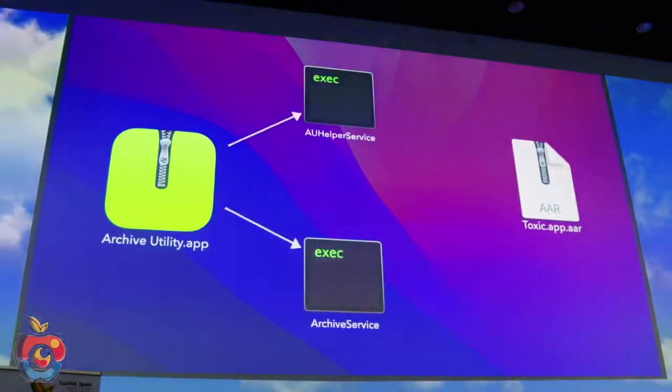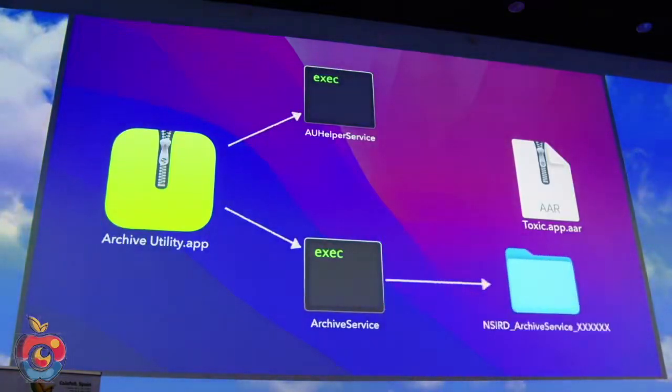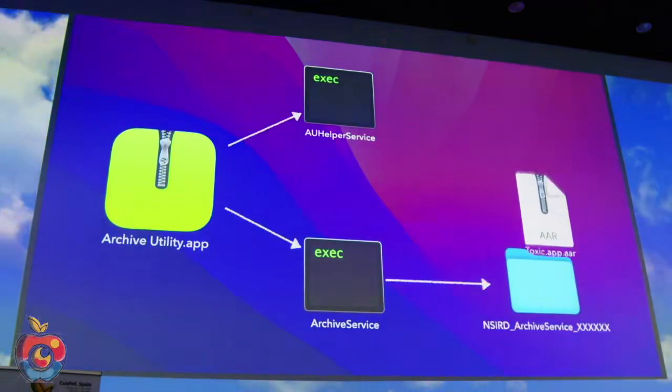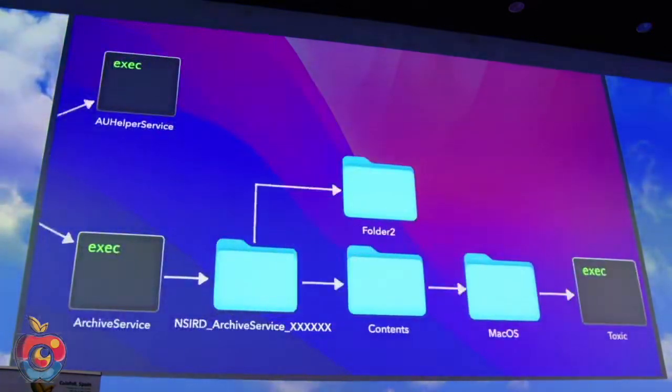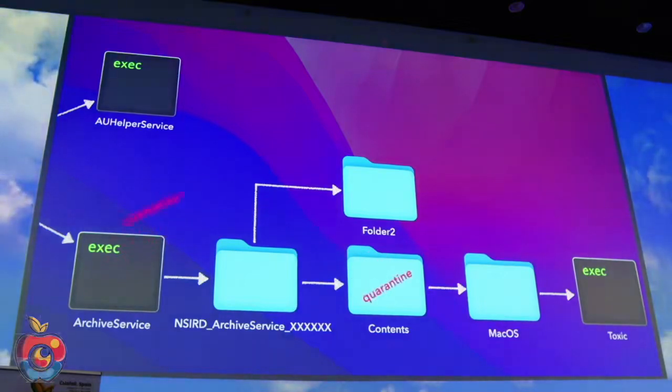As mentioned before, Archive Utility relies on 2 different service processes in order to perform its unarchiving. These are Archive Service and AU Helper Service. Archive Service is responsible for creating the temporary directory. Then it begins to unarchive everything into that temporary directory. Next, Archive Service goes through the recursive contents of the directory and applies the quarantine attribute to each folder and executable under it. And notice here it did not apply the quarantine attribute to the temporary directory itself.